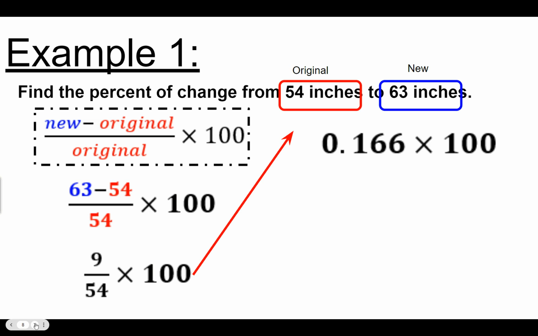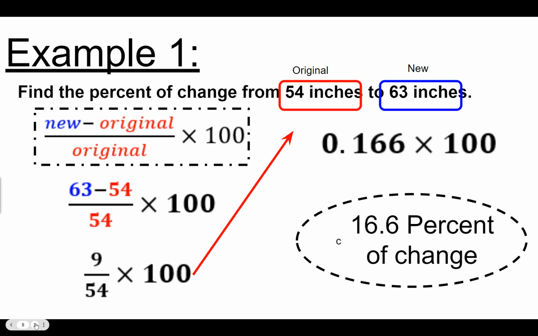0.166. Final step is we're going to multiply it by 100. So we, again, just put it in the calculator. So we get a 16.6% of change. But we need to actually specify what kind of change it is. Is it an increase or a decrease?